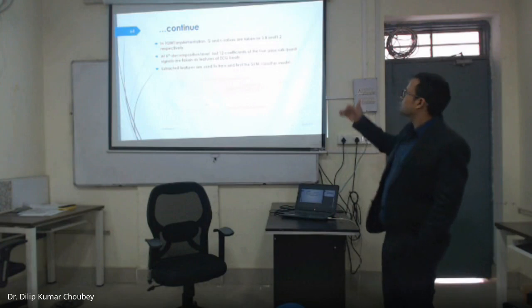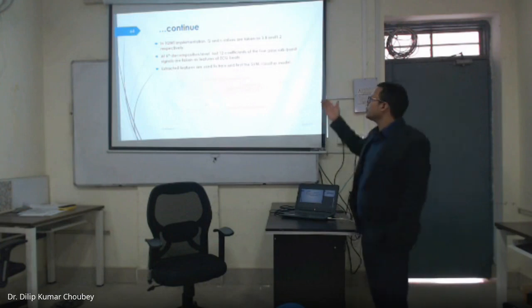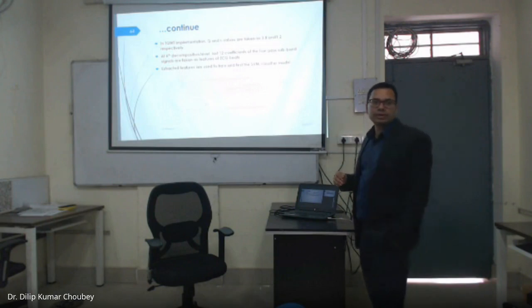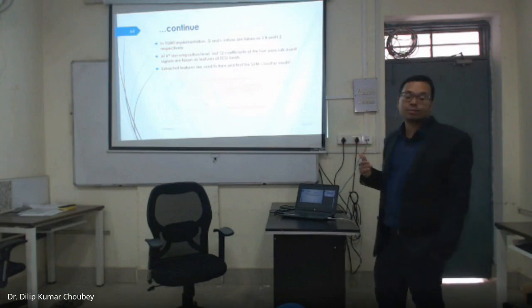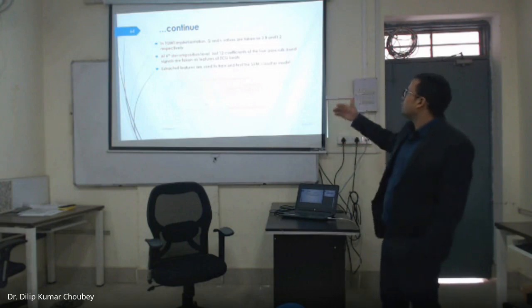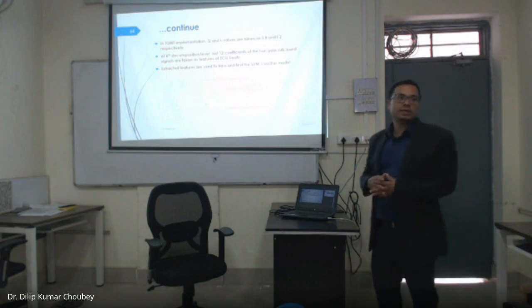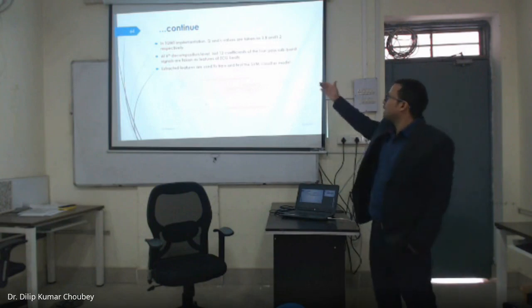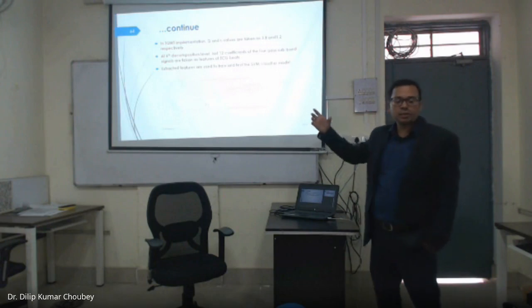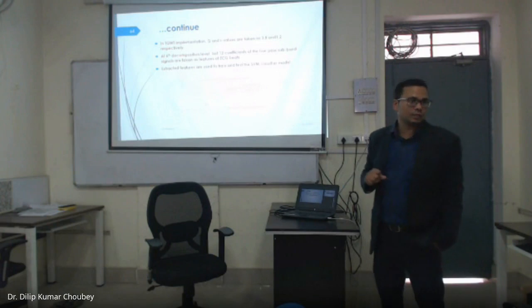Now here in the implementation, we use a Q value of 3.8 and an R value, the oversampling rate, of 1.8 for the selection of features. And at the 6th level of decomposition, the last 12 coefficients of the low pass band, which in DWT are the approximate coefficients, so those approximate coefficients in the TQWT, the last 12 coefficients are taken as the features of the ECG beat.